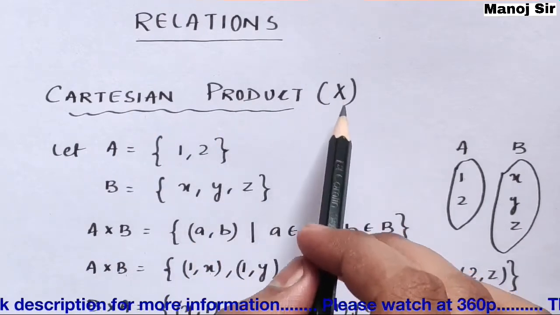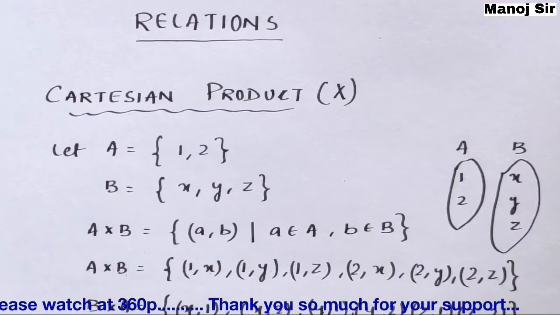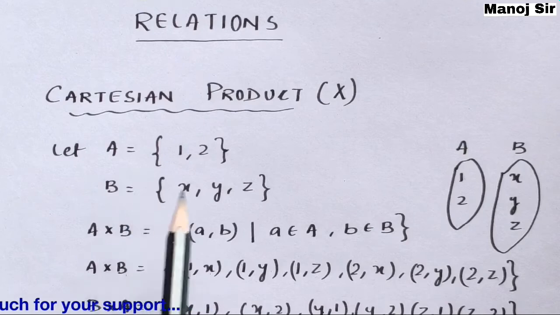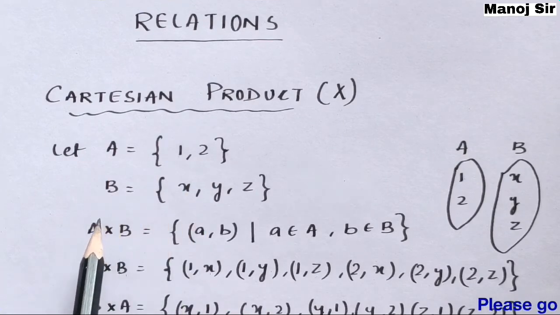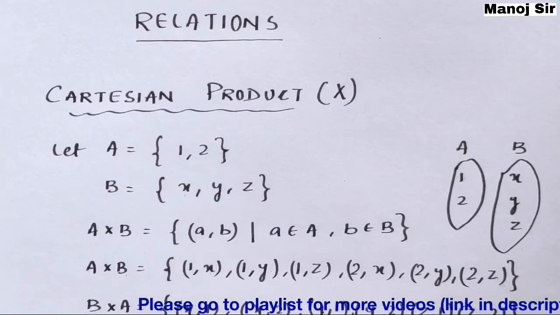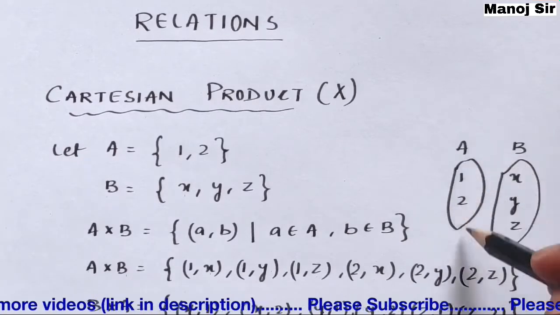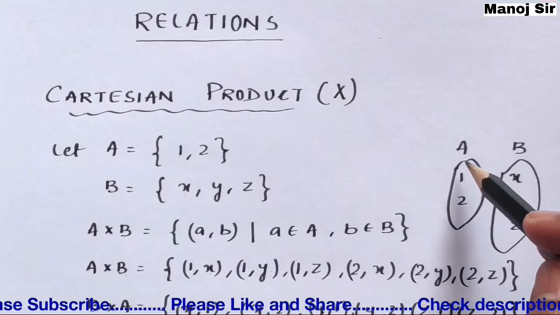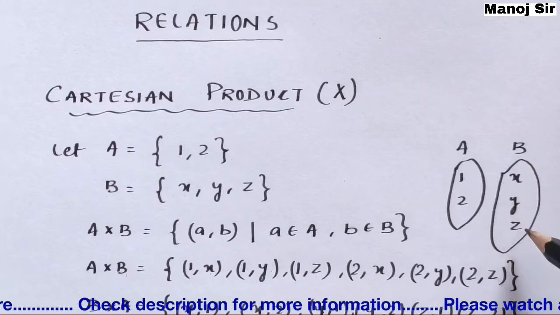The Cartesian product is denoted by this cross sign, or you can say this is x. Let's suppose we have two sets, set A and set B. The elements in set A are 1 and 2, and the elements in set B are x, y and z. Here I have shown it in pictorial format: this is set A and this is set B.